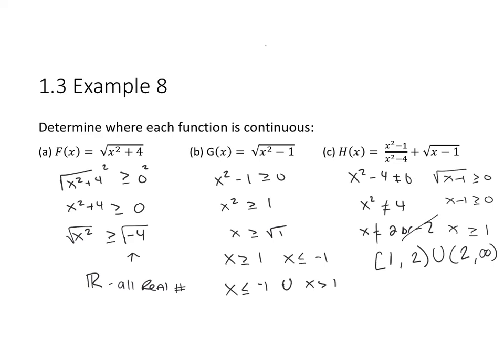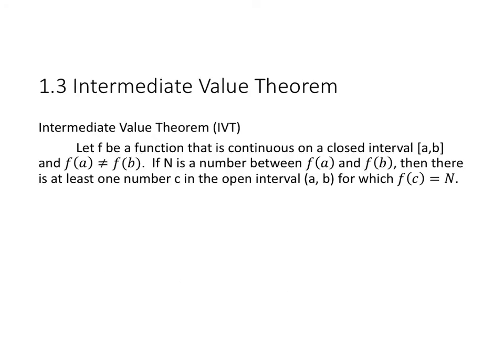Now, the intermediate value theorem is something that's super important, and it's one of those things that looks way more complicated than it actually is. So I'm just going to read it to you, and then we're going to talk about what it means in actuality. Let f be a function that is continuous on a closed interval a to b, and f of a does not equal f of b. Then n is a number in between f of a and f of b. There is at least one number c on the open interval a to b, for which f of c equals n. Now that looks super complicated, but it's actually not that bad.